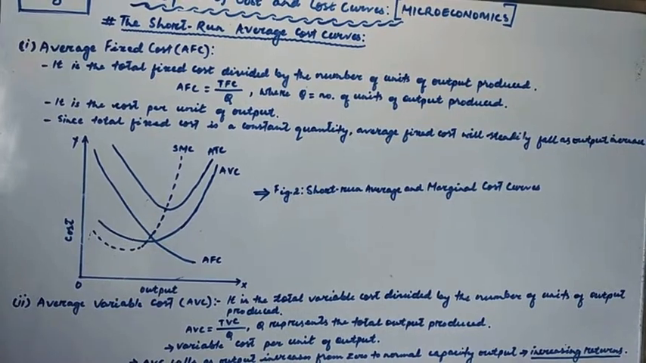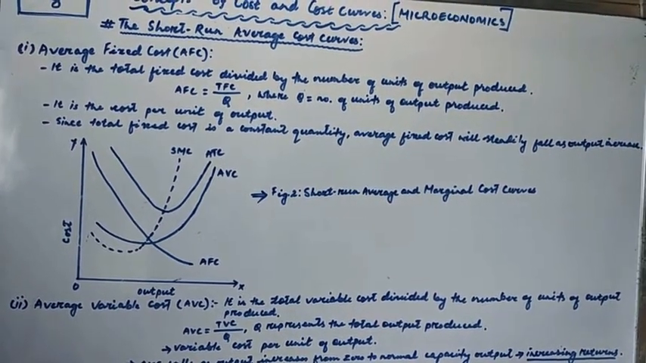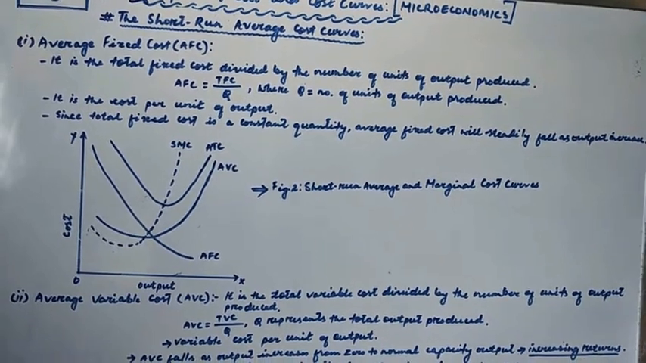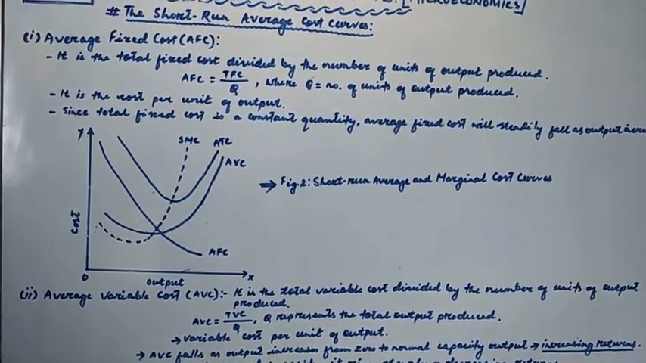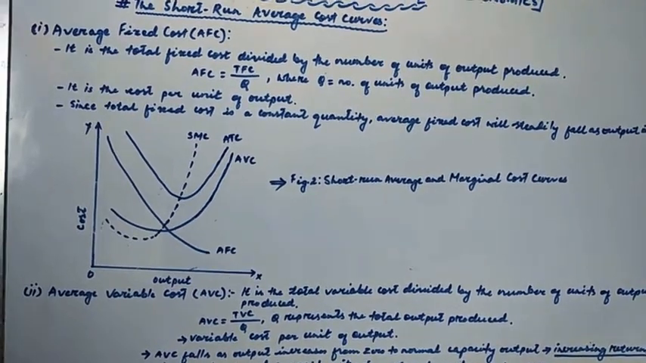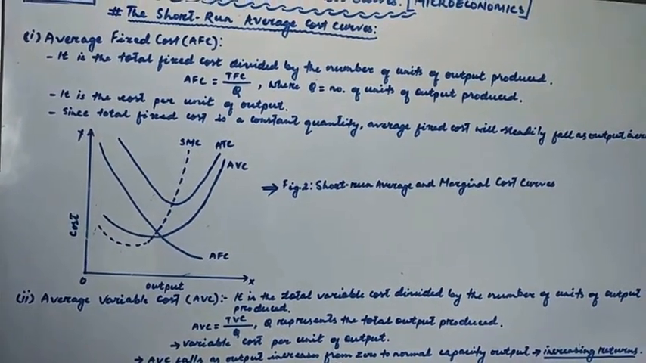Again, there are three types of average cost curves: average fixed cost, average variable cost, and also the average total cost. So we shall discuss them one by one.